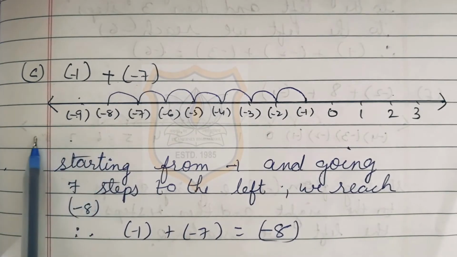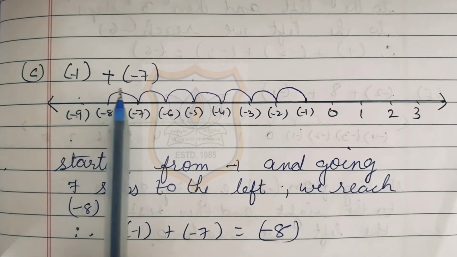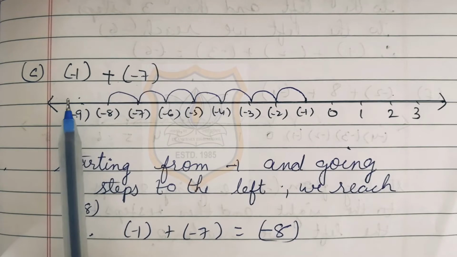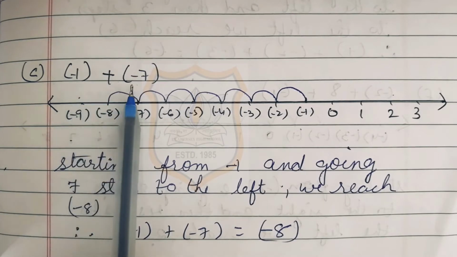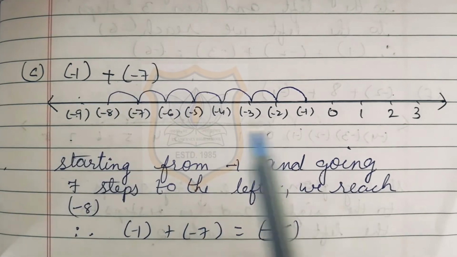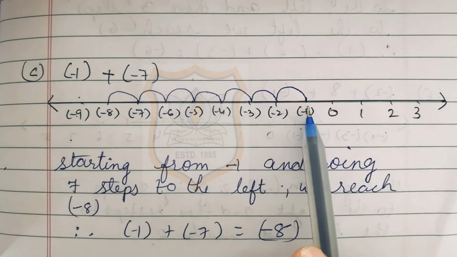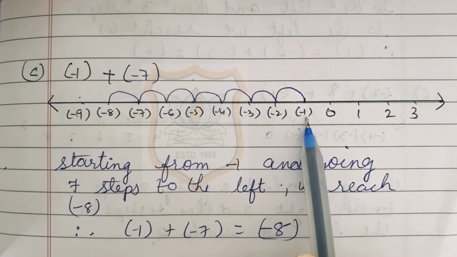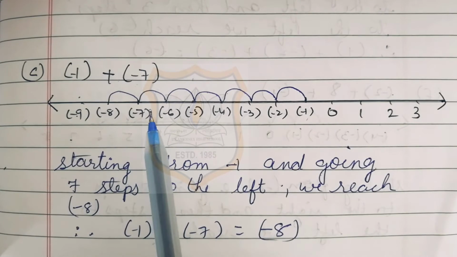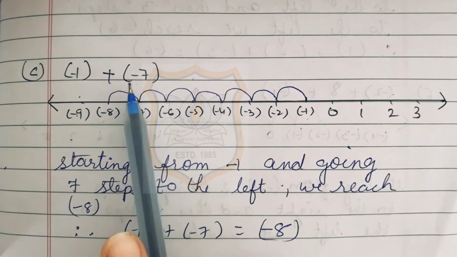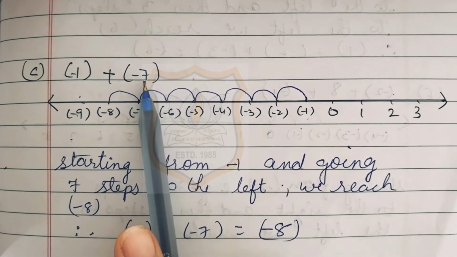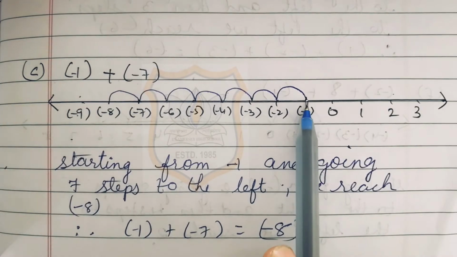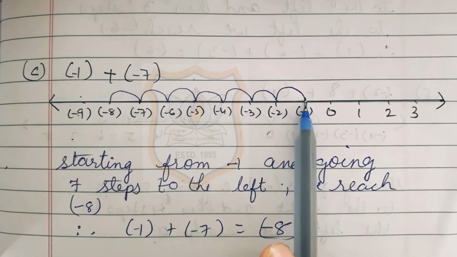Now C part of question number 2, minus 1 plus minus 7. Here we have to add minus 1 and minus 7 with the help of number line. So we will start with integer minus 1 here and we have to move 7 steps towards left as 7 carries the sign of minus. So from minus 1 we will move 7 steps towards left.